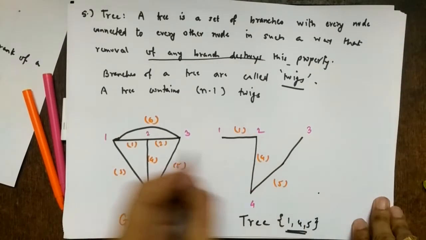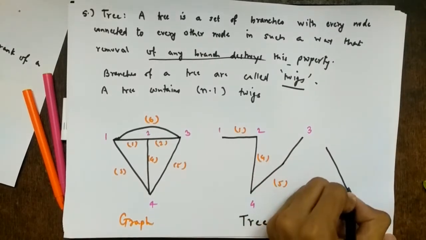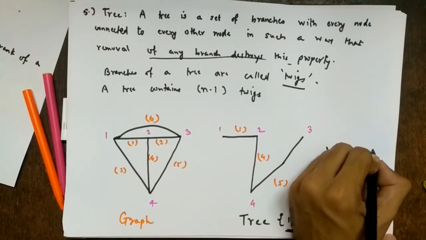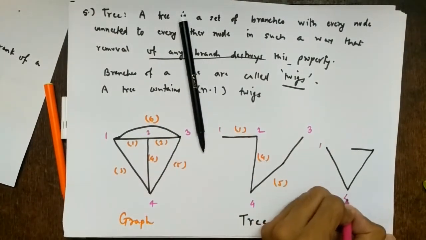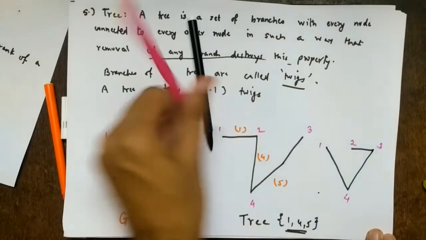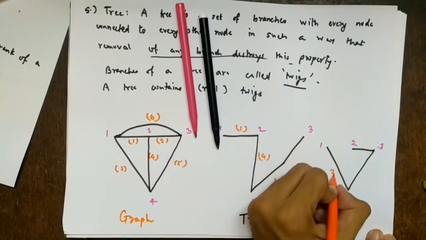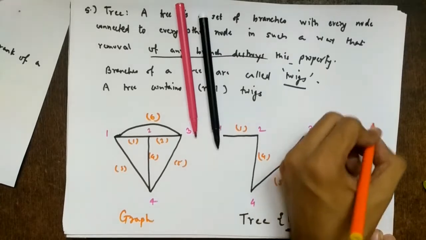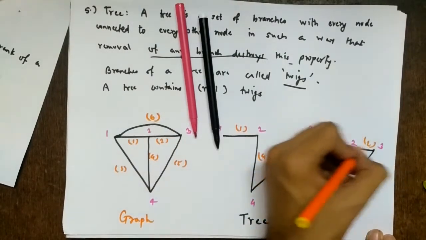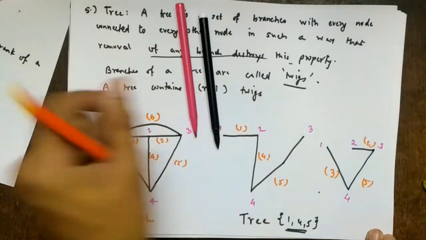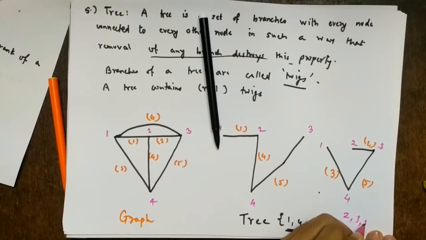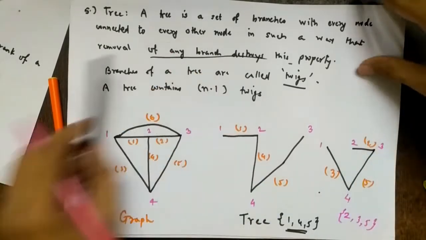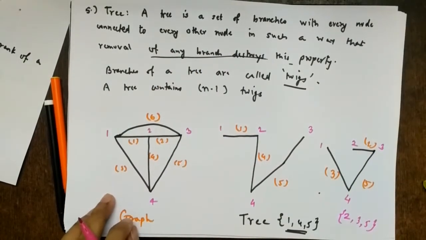So let's take one more example. So I draw it like this. Okay. So what are my nodes? 1, 4, 3, 2. What are my branches? 3, 5, 2. So every node is connected to every other node. If I remove branch 5, 4 and 3 are disconnected. Right? So what are the twigs? 2, 3, 5. The numbered branches are the twigs. Right? So this is called a tree of a graph.